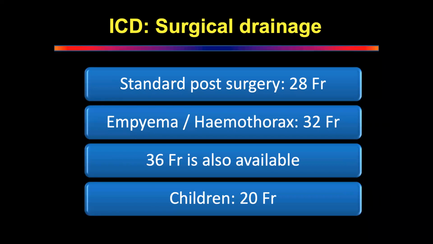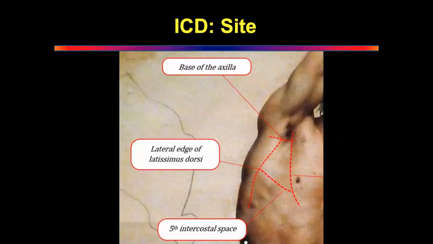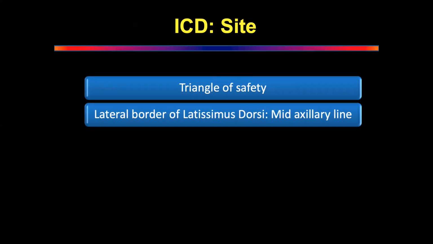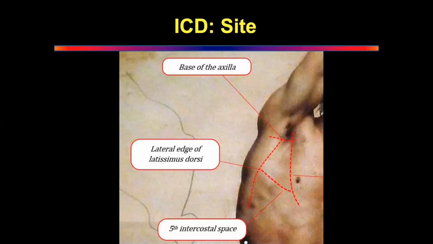Tell me the three borders of the triangle of safety. The anterior border is formed by the lateral margin of the pectoralis major. The inferior border is formed by the superior margin of the fifth intercostal rib, and the anterior margin of the latissimus dorsi is the other border. Okay, what is the base? The base is the relatively muscle-free area. It consists of the intercostal space and the intercostal muscles.